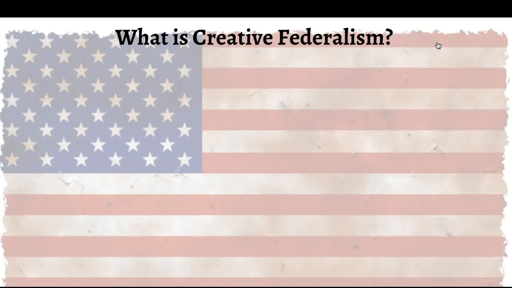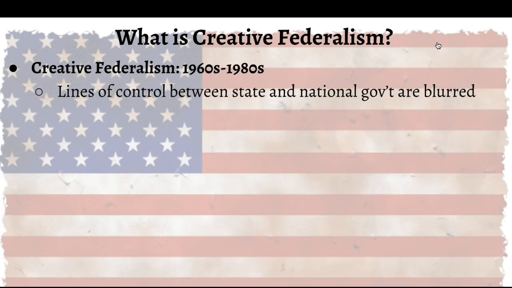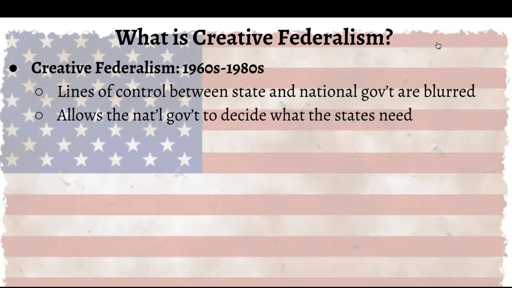And so in the 1960s, this is going to taper off into what is known as creative federalism. We see creative federalism occur between the 1960s and the 1980s. The lines of control, or spheres of influence, between the state and national governments during creative federalism are going to be increasingly blurred. And this type of federalism allows the national government to decide what the states need, right?